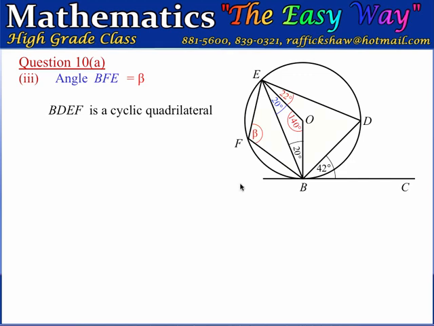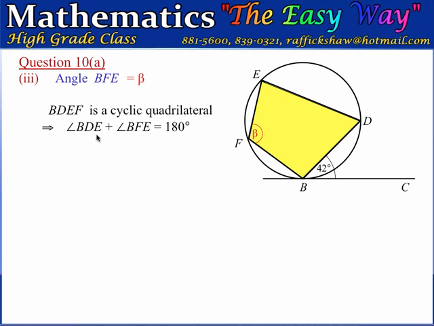So let us show that quadrilateral in the diagram. And this is it. That's our cyclic quadrilateral. And this angle beta and the angle at D here will add up to 180 degrees. And that is it. Angle BDE, that's this angle here, and angle BFE will add up to 180 degrees because, as I've said, the opposite angles in the cyclic quadrilateral add up to 180 degrees.